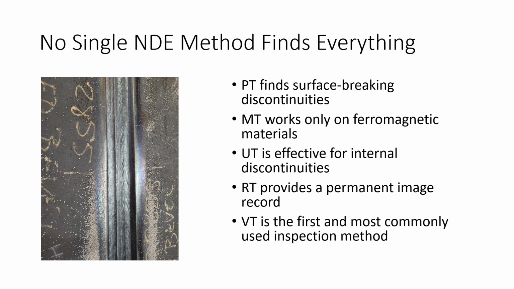Well, and we need to understand too that no single NDE method is perfect. And I'm kind of harping on this and beating on this as we go through this course. PT, we're going to find surface stuff. MT only works on things that are magnetic, right? UT, internal discontinuities, but only in certain materials. RT, we can get a permanent image of it. And UT and RT are good for, we call those volumetric methods. And VT, visual, that's the first thing we're going to do before we do any of these others.